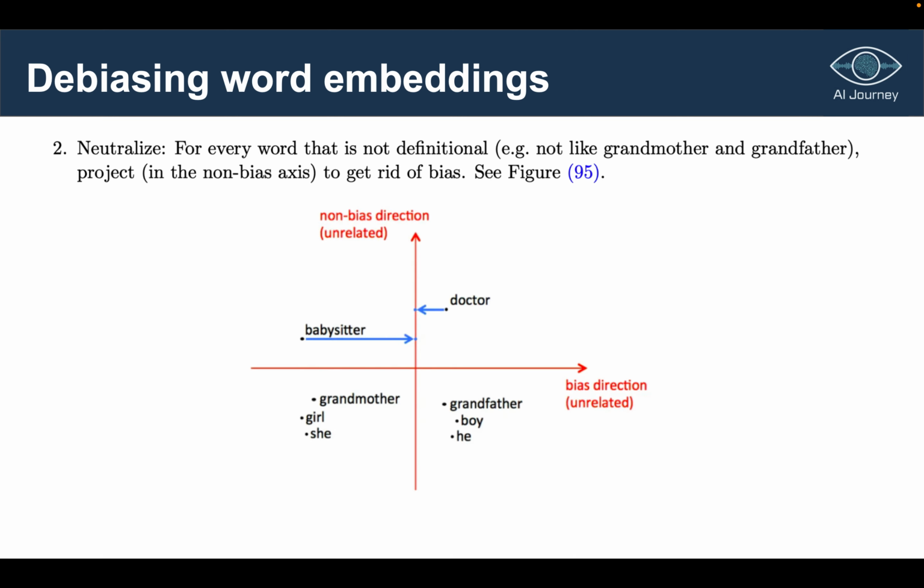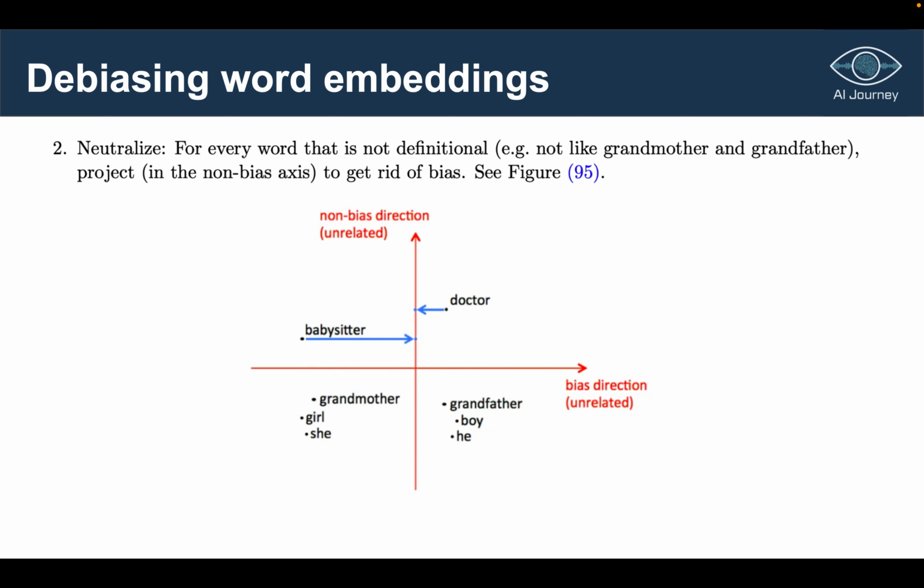And we know from 218 that the non-biased direction is orthogonal to the biased direction, cosine 90. What we try to do is, for every word that is not definitional, like doctor and babysitter, get rid of the bias by projecting them onto the non-biased direction. I'm not sure about the way, but I'm sure there's an algebra trick for this. I'm going to look it up and then send it to the group.